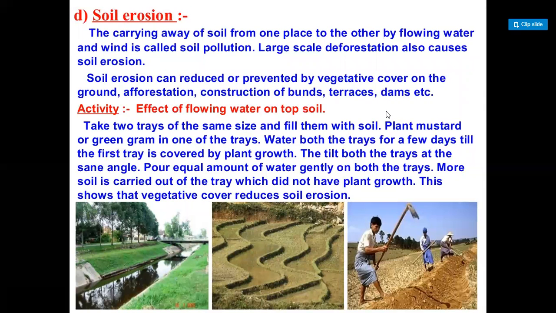Soil erosion can be caused by excessive grazing, deforestation and many other activities performed by human beings. But we can stop this soil erosion by afforestation, less grazing, and the construction of bunds, terrace dams and many more.